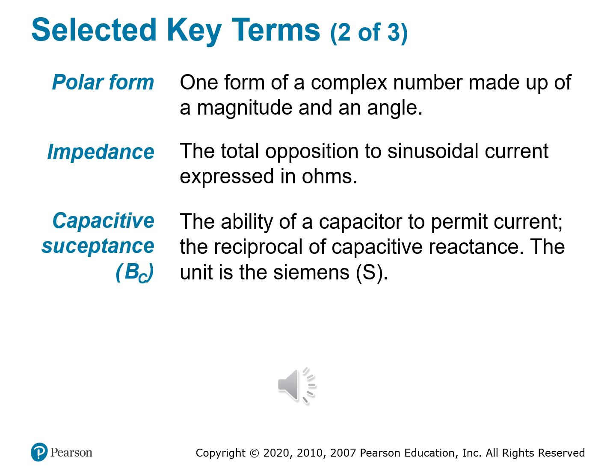Continuing with the selected terms, the next one is polar form. That's one form of a complex number made up of a magnitude and an angle. So go ahead and visualize what that looks like. The next selected key term is impedance, the total opposition to sinusoidal current expressed in ohms. And the next term is capacitive susceptance, or B sub C, the ability of a capacitor to permit current. That's the reciprocal of capacitive reactance. The unit is Siemens.